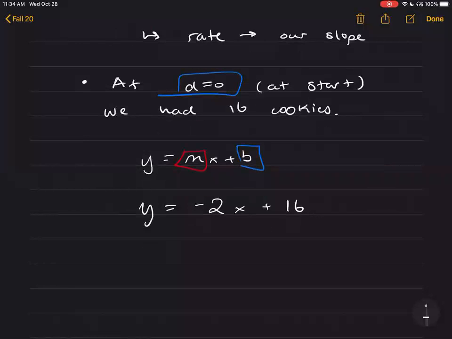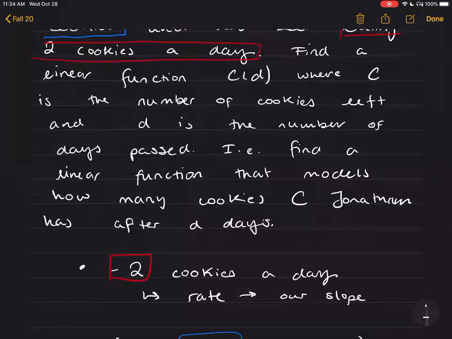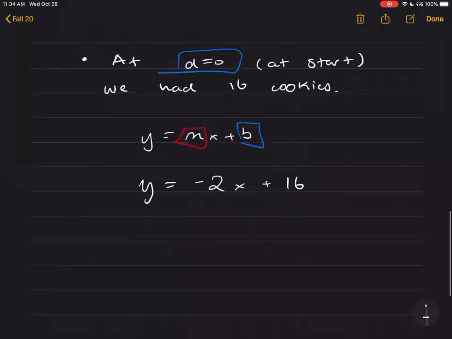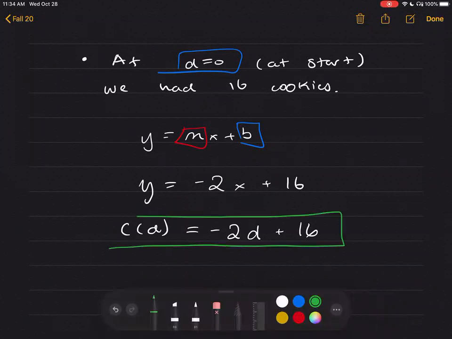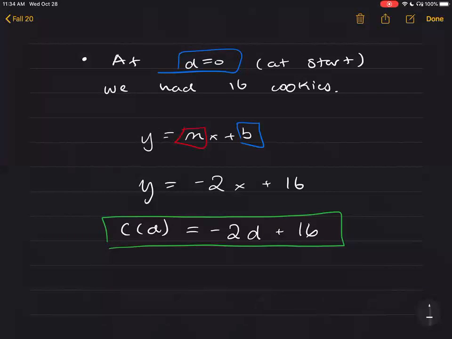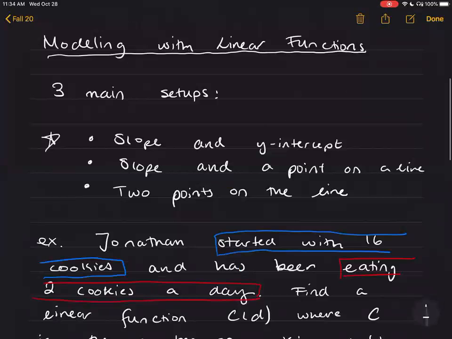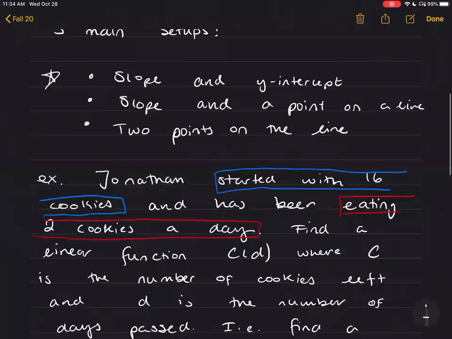So we write this in function form. We want to write a function c with the variable d. And so we would write this as c of d is equal to negative 2 d plus 16. So we can read this as the number of cookies after d days is equal to negative 2 times the number of days plus 16. So this would be our answer. Cool. So this was the first setup that we see here. We started with the slope, and we had a y-intercept, and we could just quickly write it down. Not much arithmetic involved in that one, which is good.